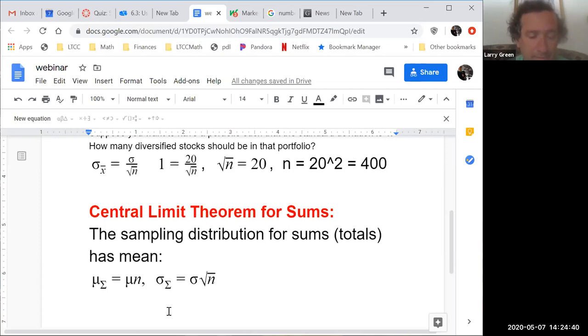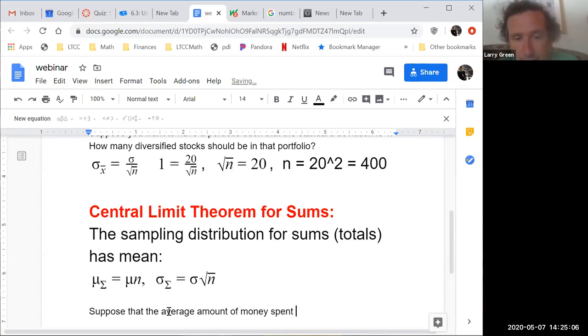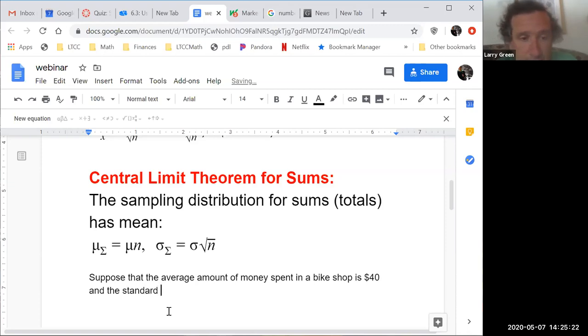Okay, so let's use it. Suppose that the average amount of money spent in a bike shop is, let's say, 40 bucks. And the standard deviation is, how about, $21.